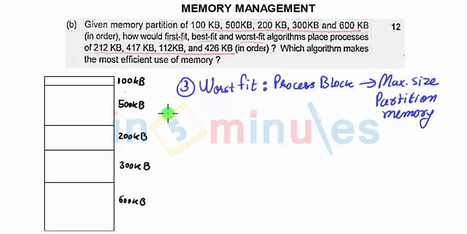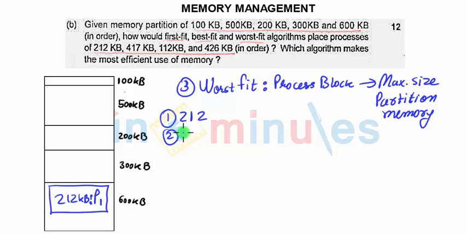If we go in the sequence, first 212. At that time all blocks are available, but the biggest size available is 600, so we will be putting the 212 KB process 1 in 600 KB. Bad, but this is how we have to do. The second one is 417.